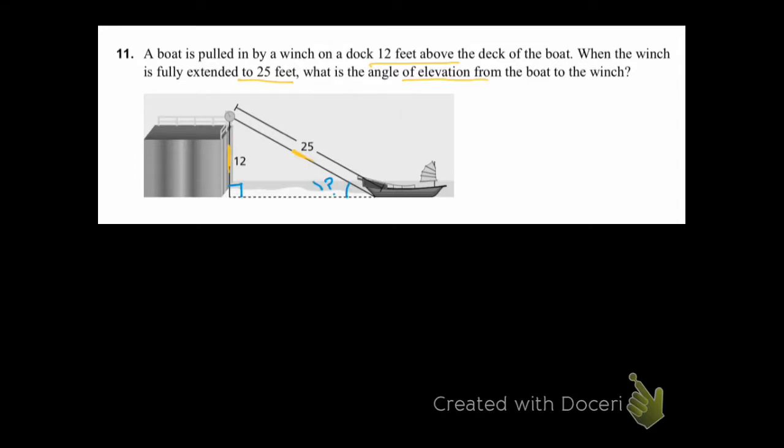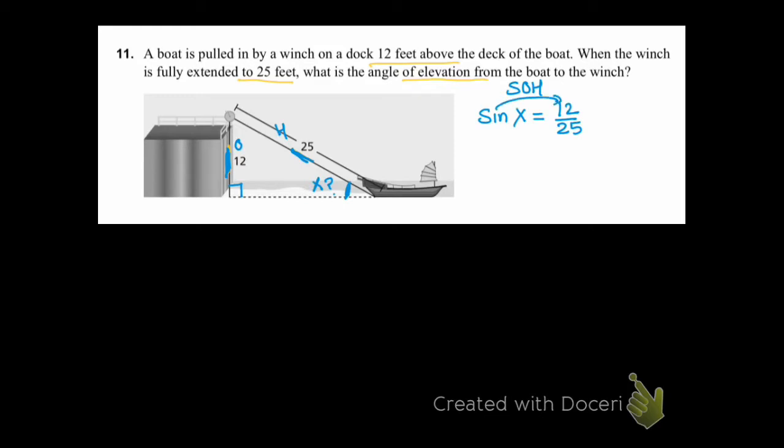If this angle is x, I don't know what it is. I can write some ratio and use the inverse trigonometric ratio for that. When I look at this, I see this side and this side. For this angle, it's going to be opposite and hypotenuse, O and H. Which ratio uses O and H? It's the sine ratio, so I have to use that. Sine of x is what? 12 over 25.